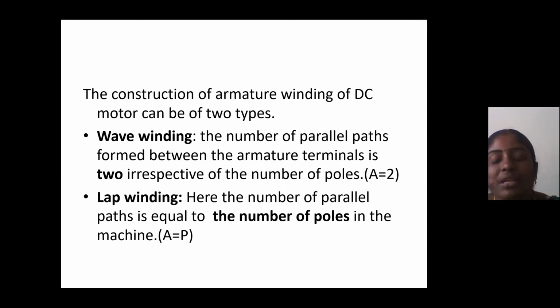The wave winding means the number of parallel paths formed between the armature terminals is 2 irrespective of the number of poles. Whatever may be the number of poles present in the DC machine, the number of parallel paths A in wave winding must be equal to 2. But in case of lap winding, it is somewhat different. Here the number of parallel paths is equal to the number of poles of the particular machine. So we term that capital A, the number of parallel paths, is equal to P, the number of poles.